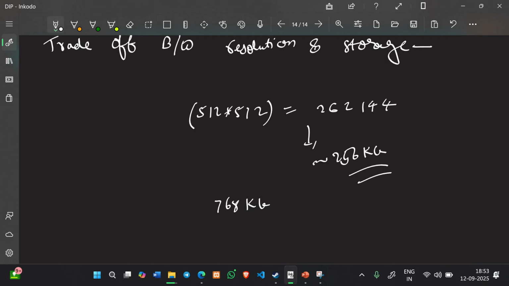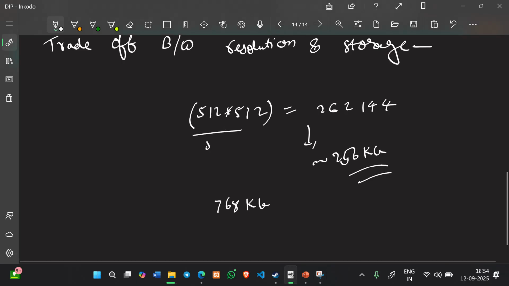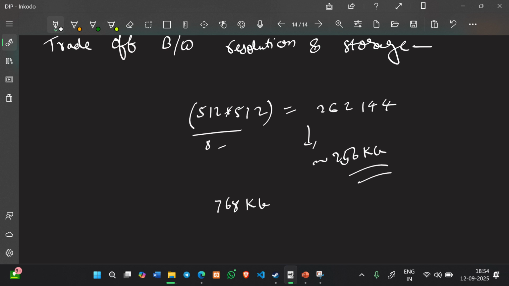Tell me how? When it was about 8 bits, how much was it taking? 512 into 512. Now it is 24 bits. 24 bits means 2 to the power 24 into 2 to the power 24, which is almost around 786. So just calculate it and you will get this value. Okay, so let's move further.